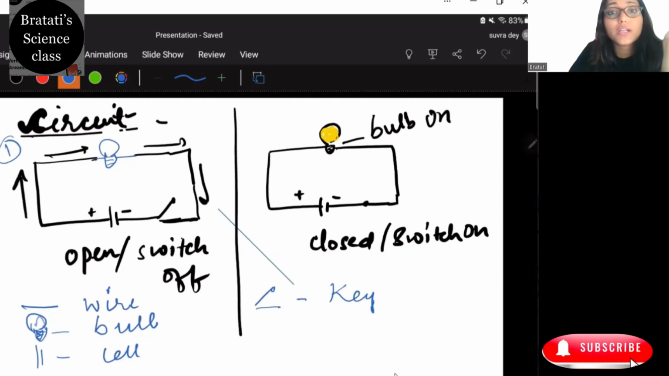Okay. So here is a cell where we can see the plus sign and the minus sign. And according to the conventional current, we have shown that the current is moving from the positive end to the negative end. Here, in the first case, the switch is off. When the switch is off, we call it an open circuit. So here is the switch. It's not connected. There is a gap, right?